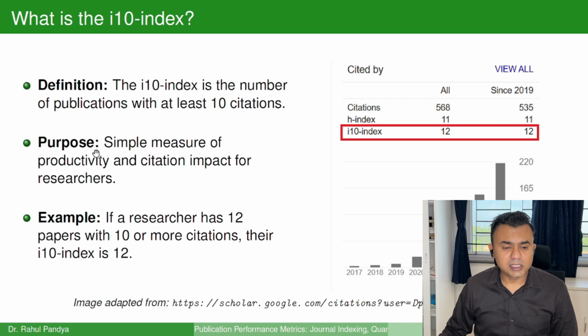The purpose is simple: to measure the productivity and the citation impact of a particular researcher. With this, we can say that the researcher is producing good research as his research papers are cited more than 10 times. For example, if a researcher has 12 papers with more than 10 citations each, then the i10-Index is 12, as shown in the figure here.